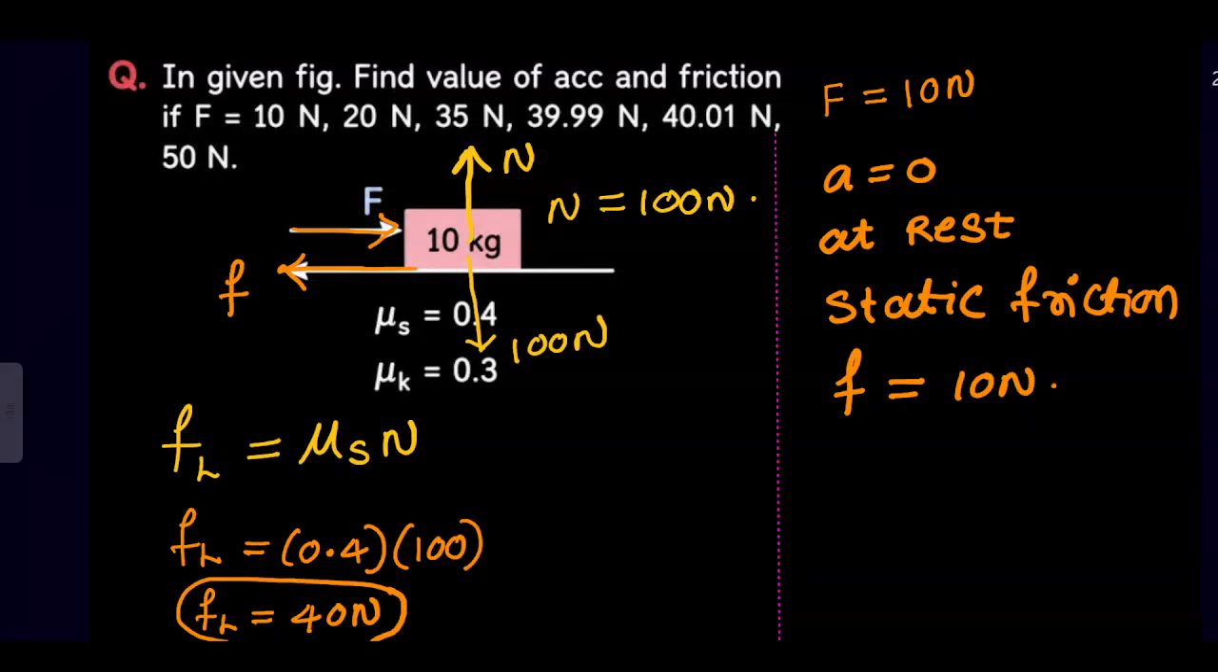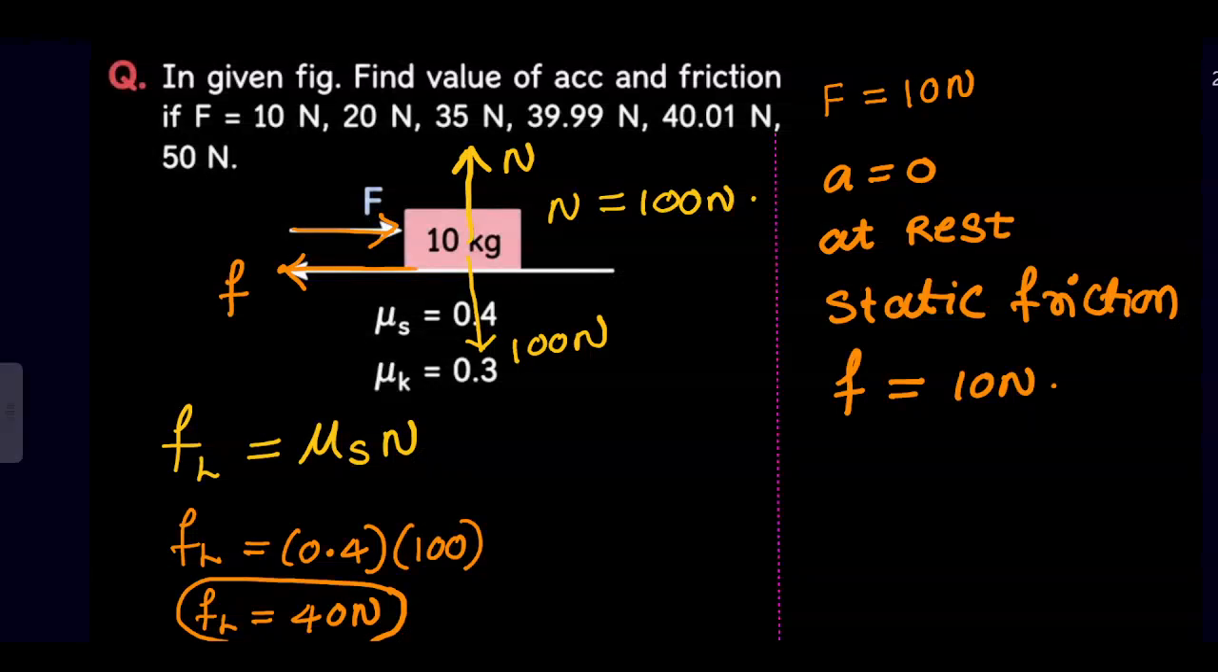If the body is not moving, according to Newton's law, acceleration equals net force divided by total mass. Acceleration is zero. That means the net force must be zero. That means friction must be adjusted to the applied force. That's what we call static friction. Static friction is a self-adjusting force. I told you. Static friction is a self-adjusting force.